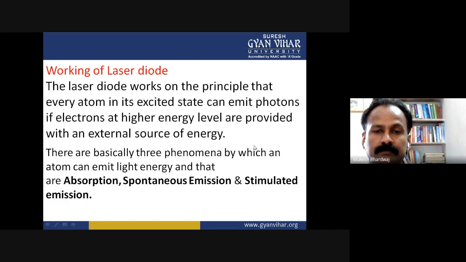Working of laser diode. The laser diode works on the principle that every atom in its excited state can emit photons if electrons at a higher energy level are provided with an external source of energy. There are basically three phenomena by which an atom can emit light energy, and they are absorption, spontaneous emission, and stimulated emission.